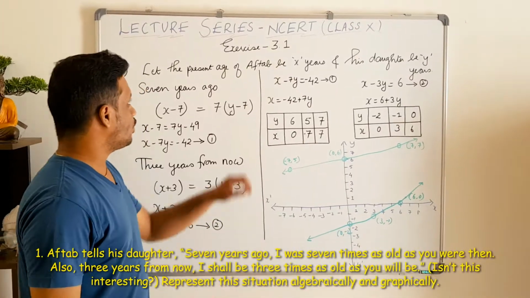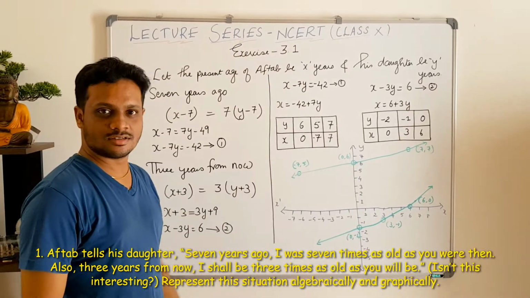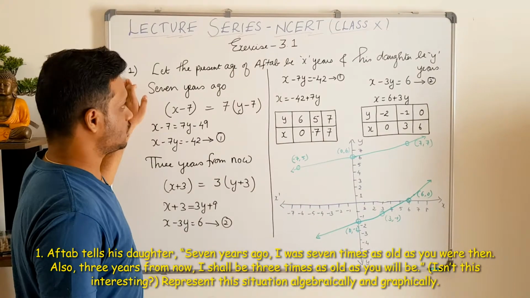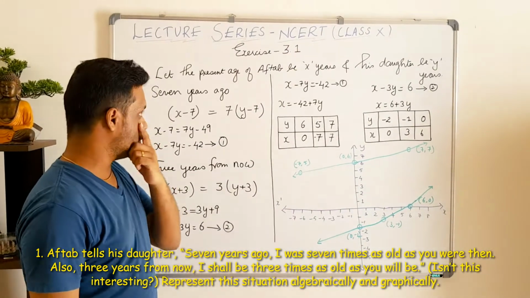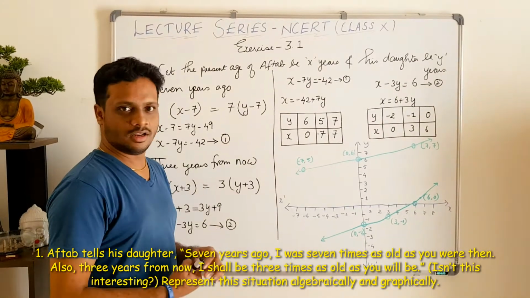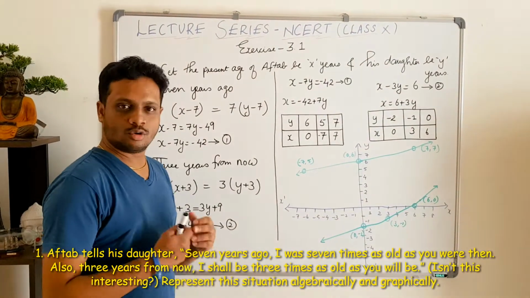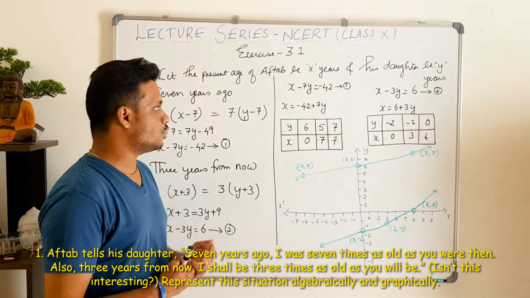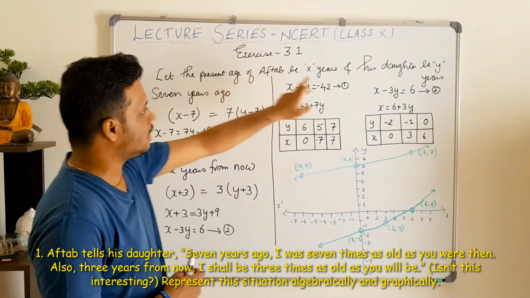Welcome back. So today we'll be starting with the first exercise, that is 3.1, and here we have the first question. The question is displayed down in the video. So whenever a word problem type question is given in a linear equation, there will definitely be two unknown things that they'll be asking you. So here it is going to be the age of the father and the age of the daughter.